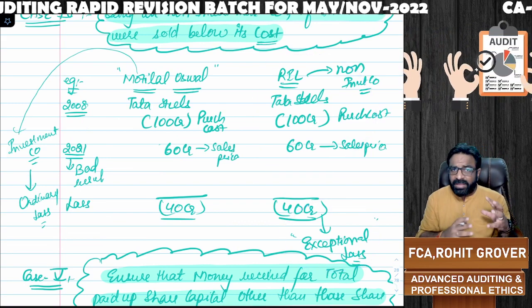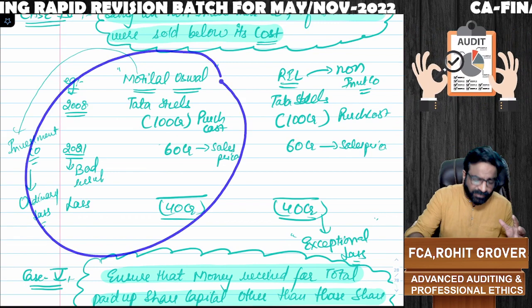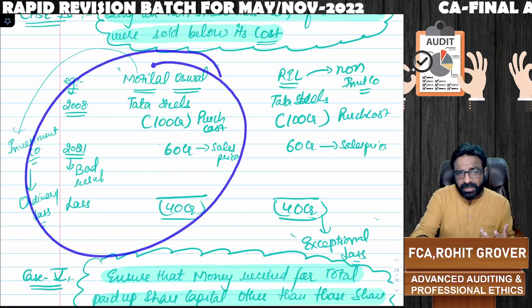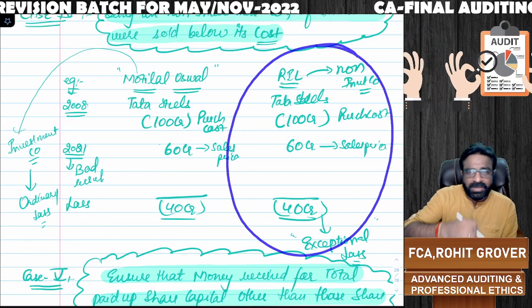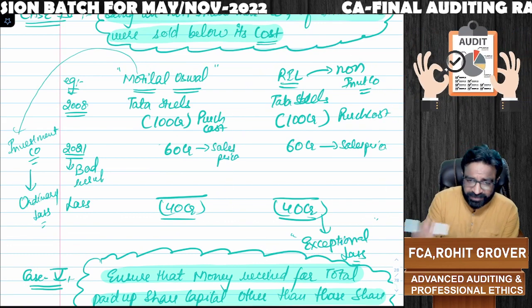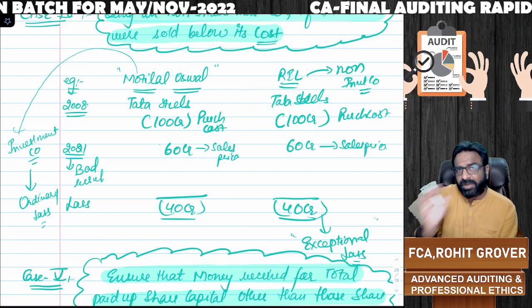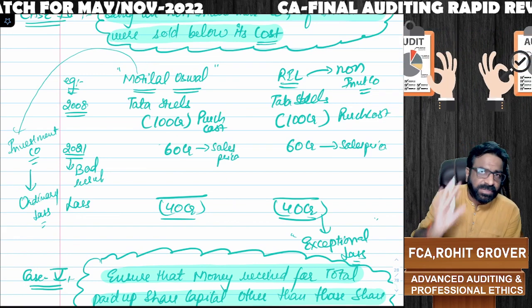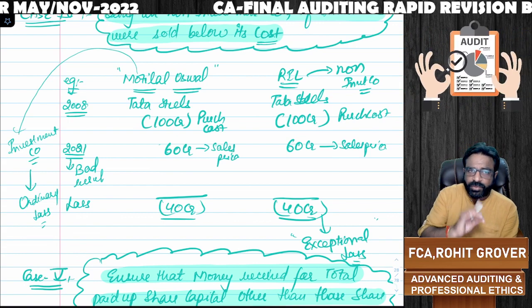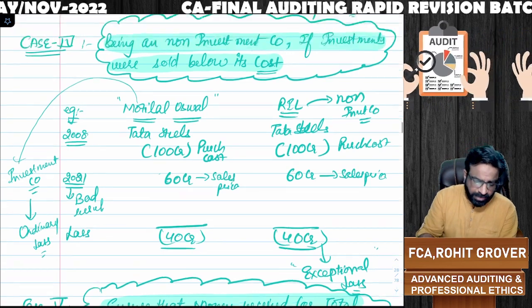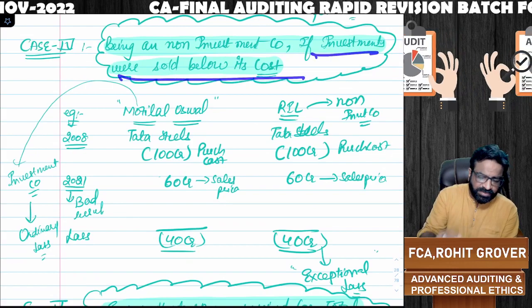As an auditor, I will not have that much of point of worry, that much of duty to inquire when I'm doing the audit of Motilal Oswal. But definitely, my eyes will be on my client Reliance, because for them, this 40 crores of loss is not an ordinary loss. It is an exceptional loss for them. So are you understanding the point? So in this duty to inquire, your fourth duty to inquire is, being a non-investment company, your client should not sell its investment below its cost.